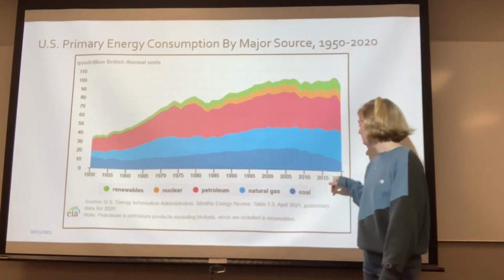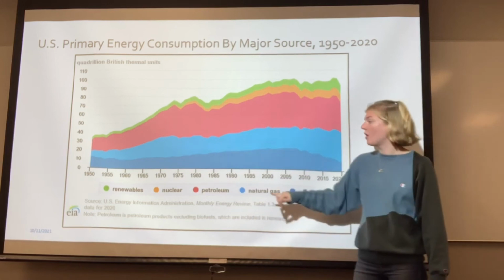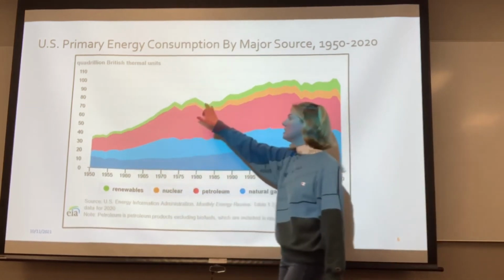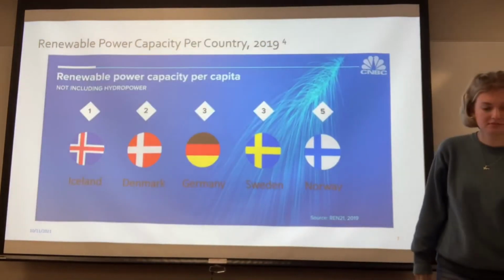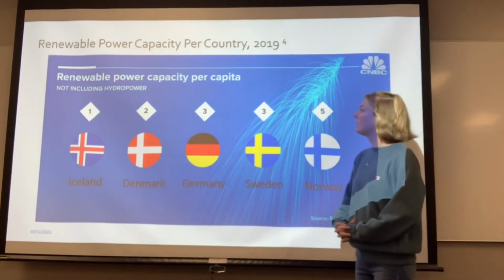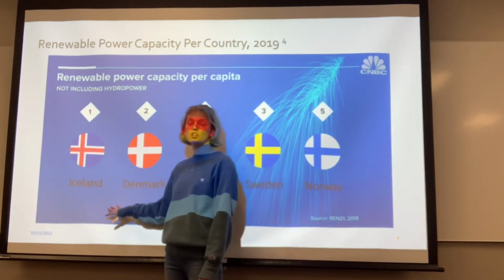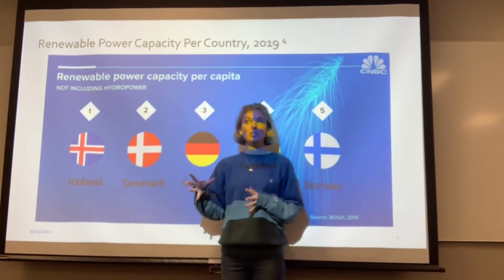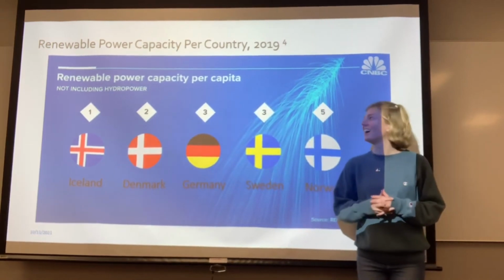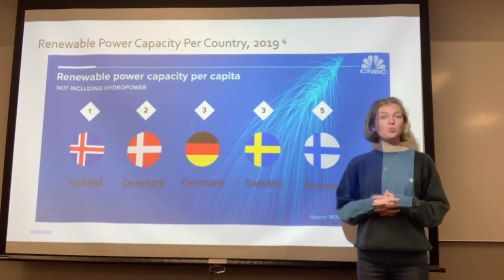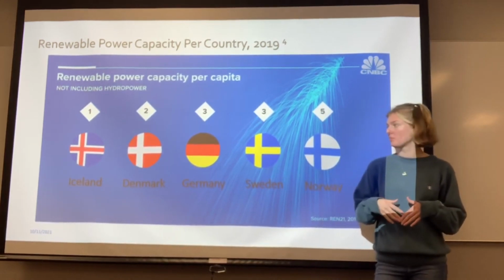And here, not just 2020, but all the way back to 1950, you can see how renewable energy has increased in the U.S. So Iceland and Denmark are taking the lead for the countries who produce not the most renewable power, but renewable power per person, so per population.